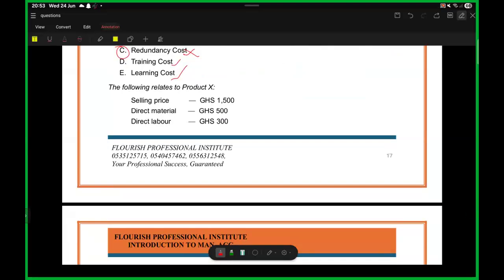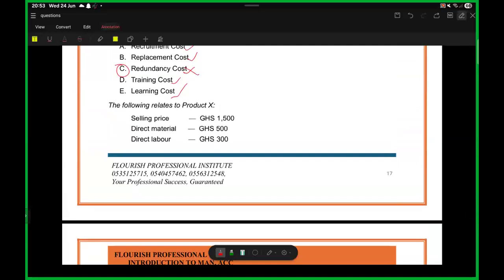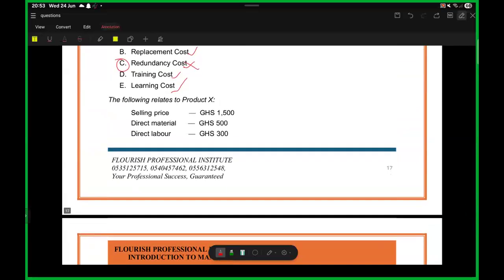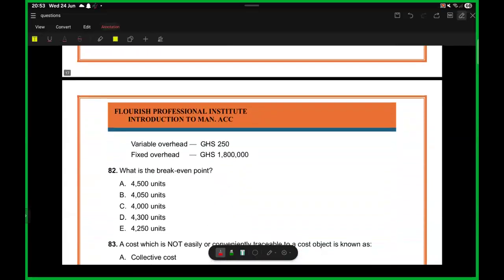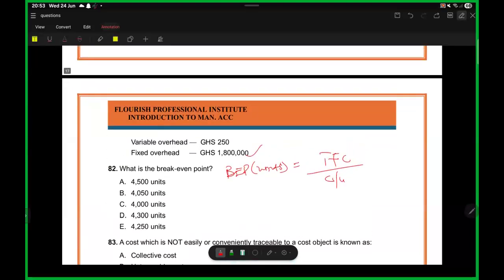Yes, please. Okay. Now let's talk about question 82. 82 talks about break-even again. The following relates to product X. So we have the selling price 1,500, direct material 500, direct labor 300, variable overheads 250, and fixed overhead is 1,800. What is the break-even? I already talked about the break-even in units. The formula is what? Your total fixed cost over your variable cost per unit. We are having total fixed cost here. We have variable overhead here.